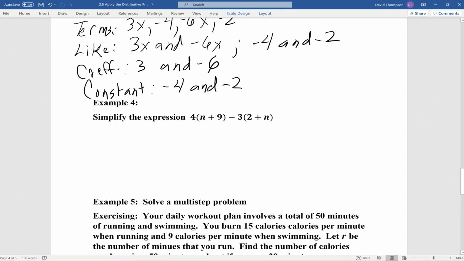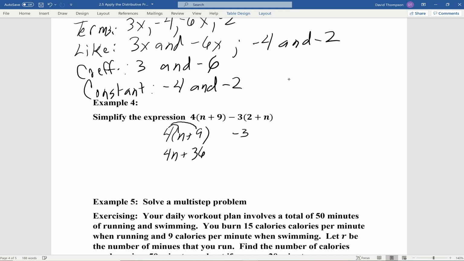Example 4. Simplify the expression 4 times the quantity of n plus 9 minus 3 times the quantity of 2 plus n. So let's treat this as two distributive problems and then simplify it. So we have 4 parentheses n plus 9. If I distribute that, that would be 4 times n, which would be 4n, and 4 times 9, which would be positive 36.